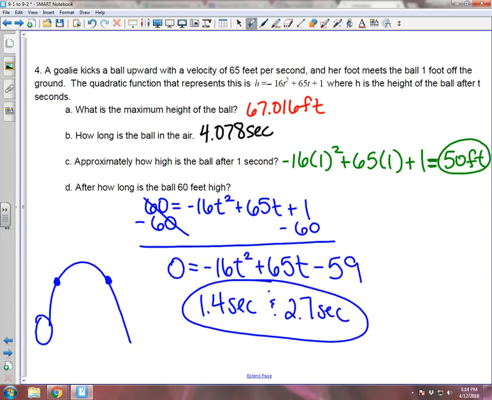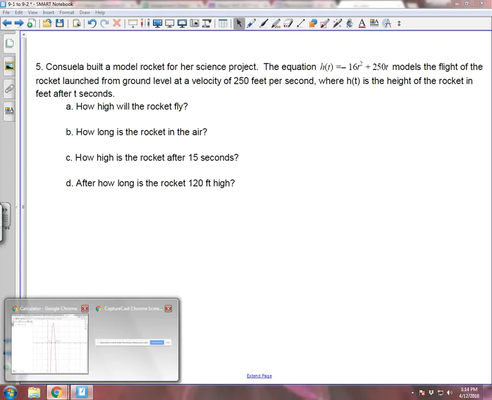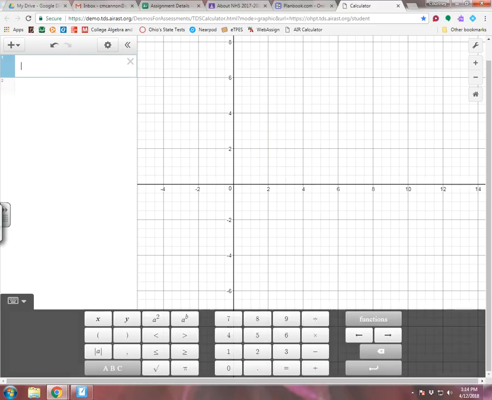All right, moving on. This time we're building a model rocket for a science project. The equation is right there. That models the flight of the rocket launched from ground level at a velocity of 250 feet per second, where h of t is the height of the rocket in feet after t seconds. How high will the rocket fly? So what are you guys doing? Okay. Well, it's a rocket, right?